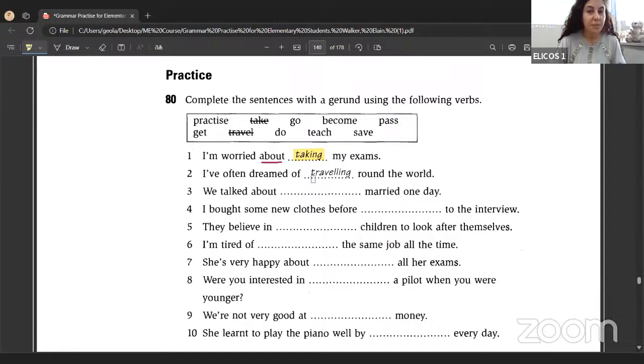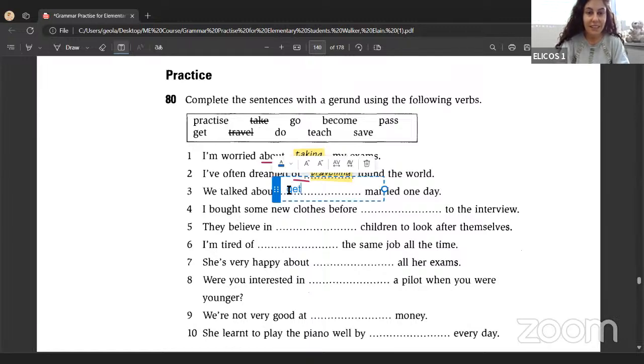I've often dreamt of traveling around the world. So of is a preposition. So you could see the structure. You've got preposition and then immediately after the gerund, the ing to your action. Okay, we'll start with Javiera, number 3. We talked about, yeah, exactly, we get married. So we talked about getting married one day.